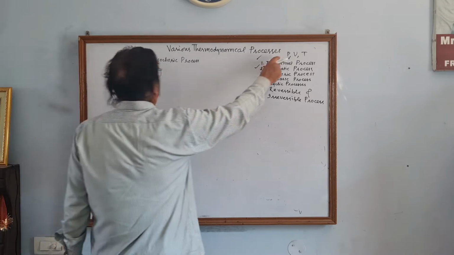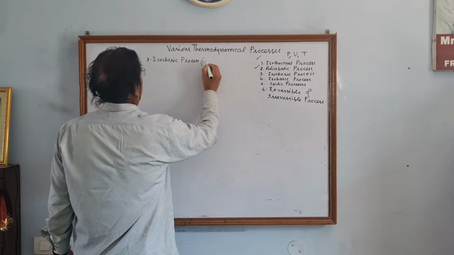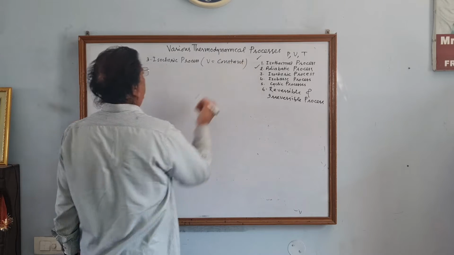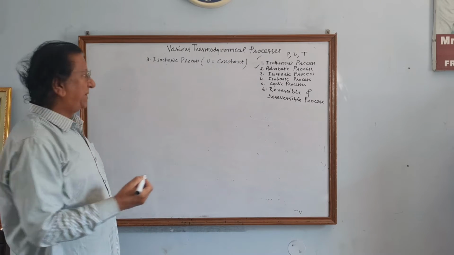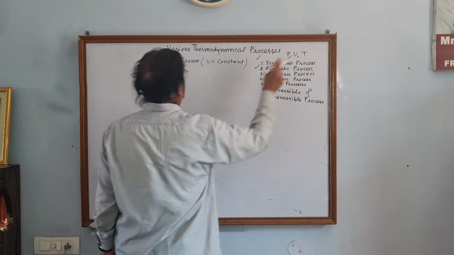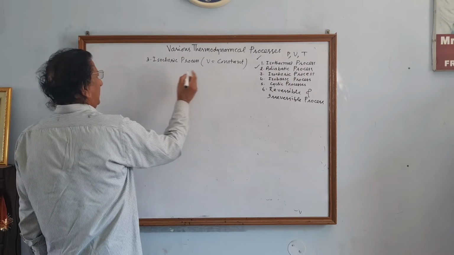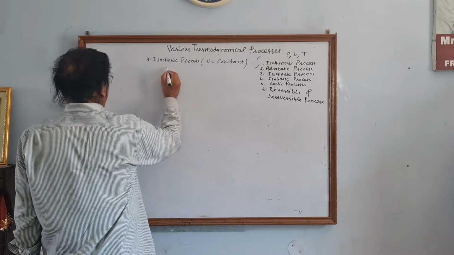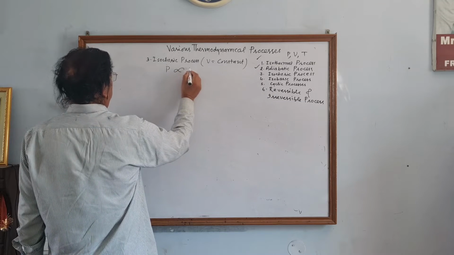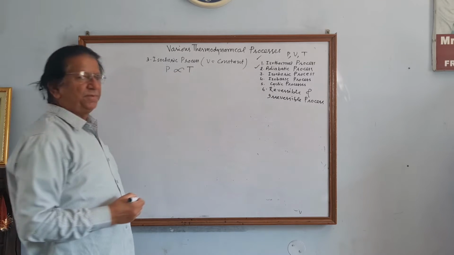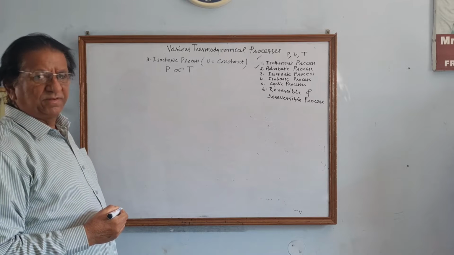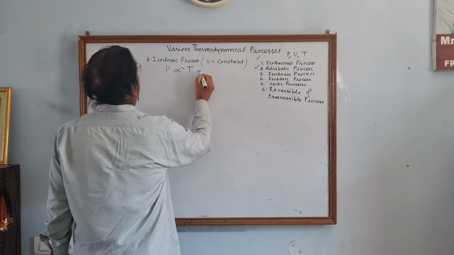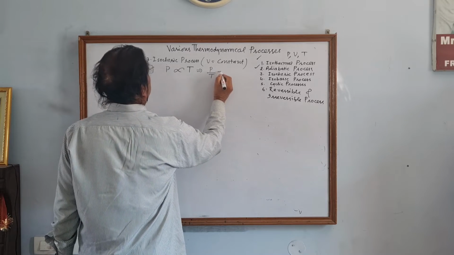So out of these three parameters, in an isochoric process, volume will remain constant. Now the other parameters left are pressure and temperature. So what will be the relation between P and T? You have Gay-Lussac's law: the pressure of a given mass of a gas is directly proportional to its absolute temperature if the volume of the system is kept constant. So P is proportional to T. You can write this as P by T is equal to constant.